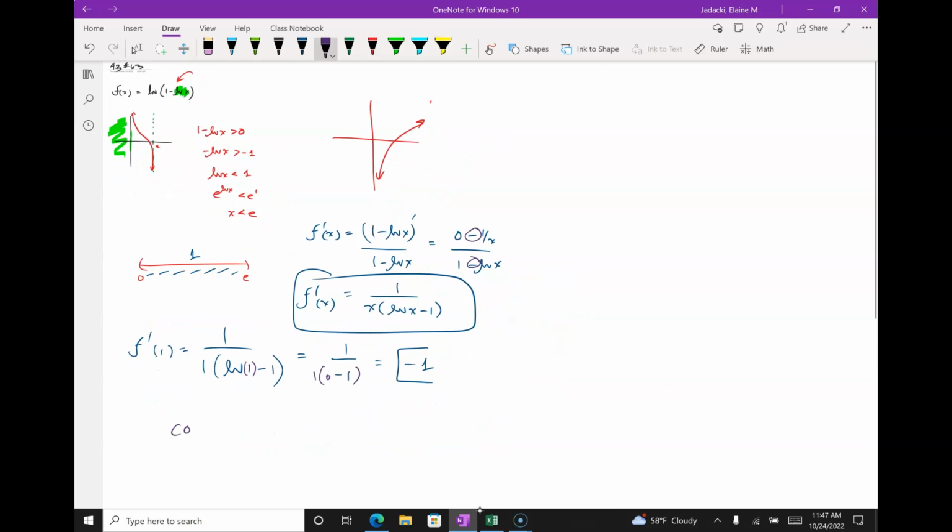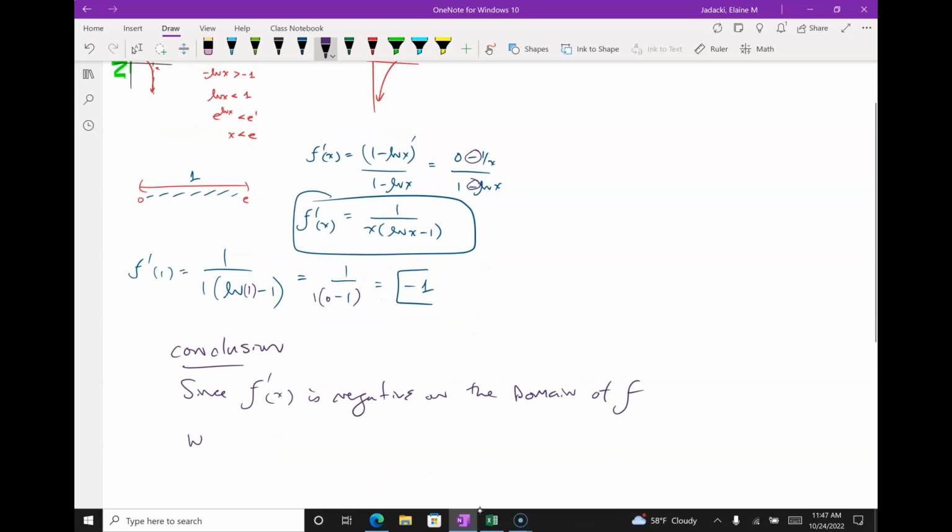All right, conclusion. Since f prime of x is negative on the domain of f, we know f is always decreasing. Done. Not too bad.